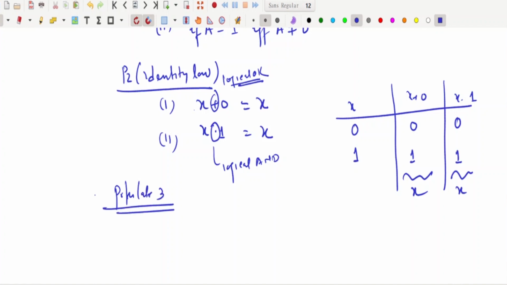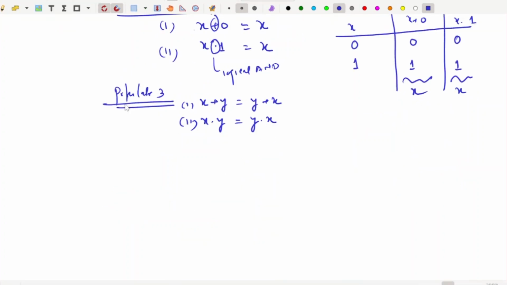Commutative law over plus and commutative law over dot. Simply here, x plus y is the same as what? y plus x, and x dot y is the same as y dot x. This is the first, this is the second.